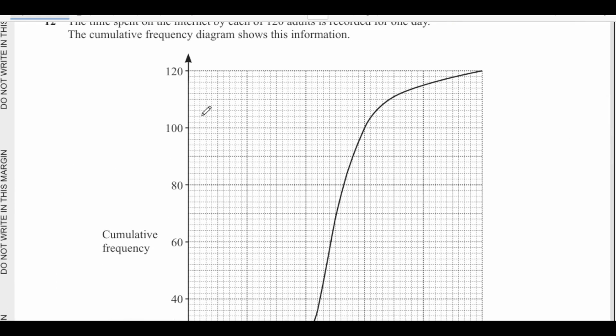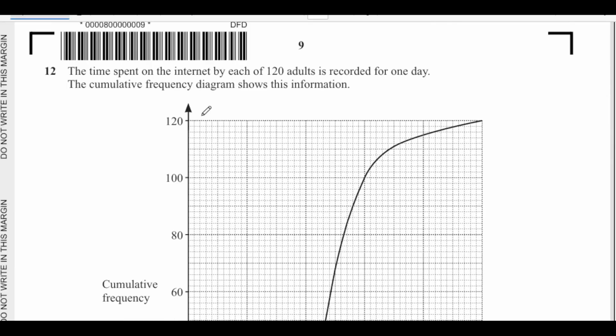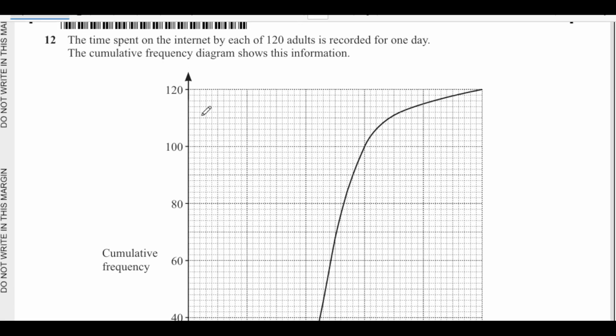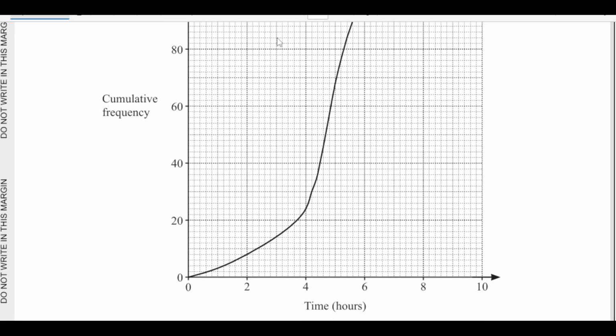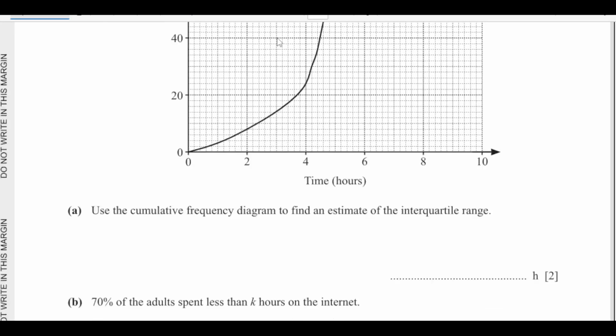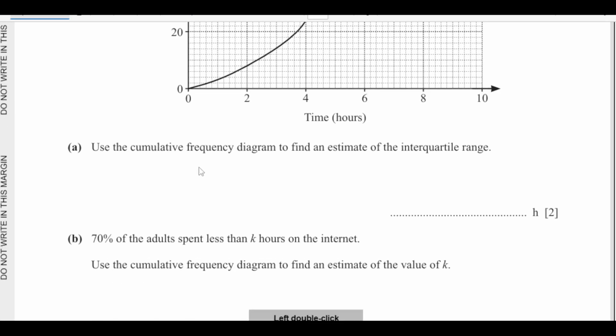Right. Now number 12, we have here the time spent on the internet by each of 120 adults is recorded for 1 day. Okay, for 120 adults. So the cumulative frequency diagram shows the information. You can see here we have cumulative frequency and time on the other side. Use the cumulative frequency diagram to find an estimate of the interquartile range.